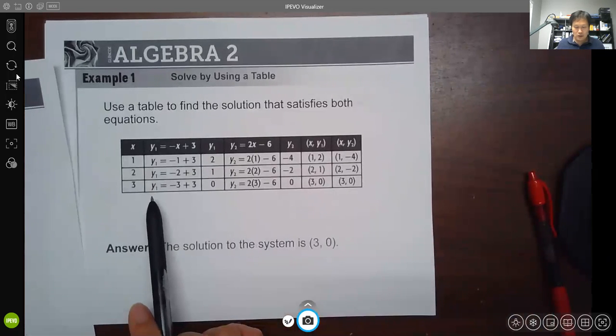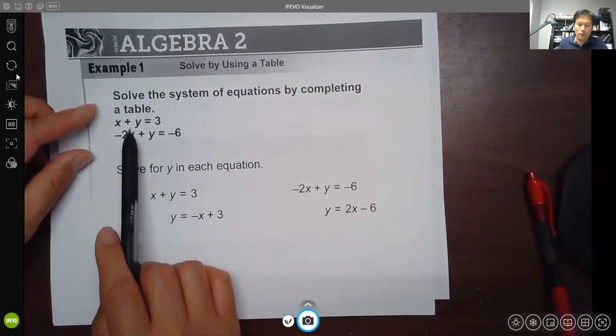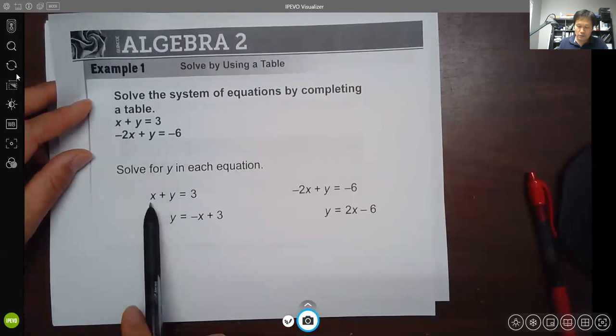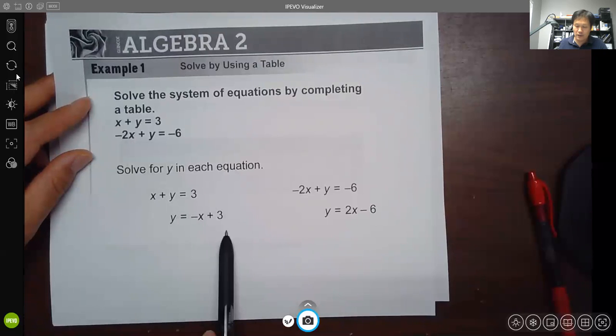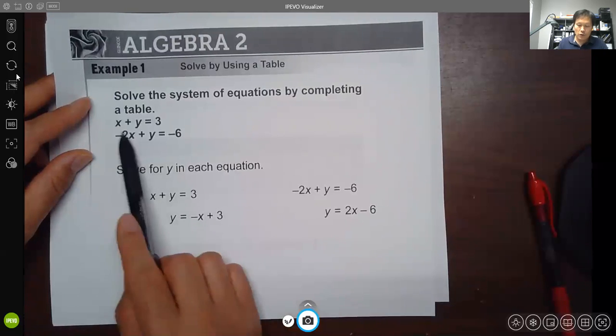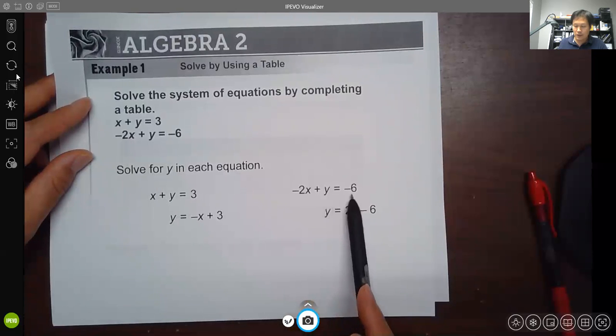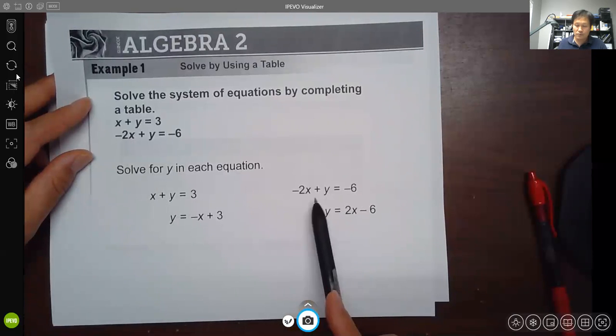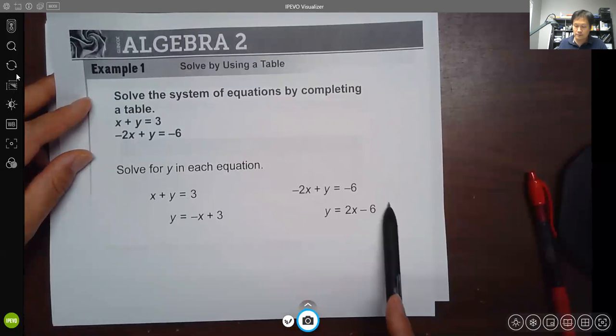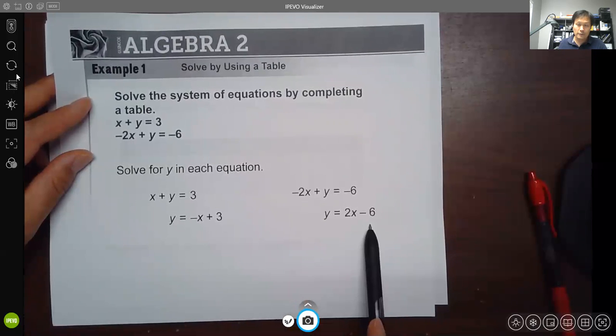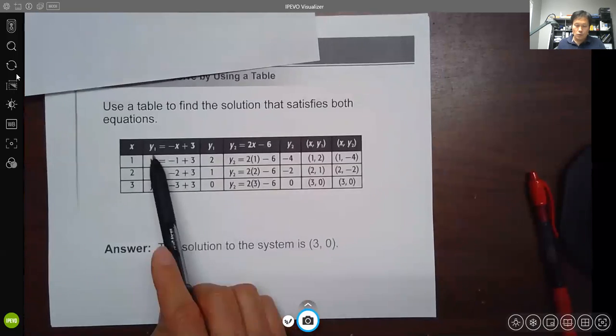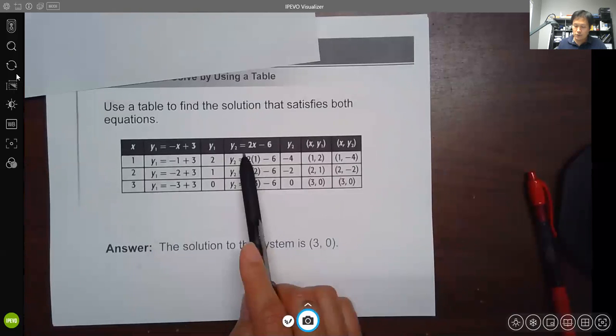So basically, you can solve for y for each equation. X plus y equal to 3. Solve for y. Minus x both sides. Second equation, minus 2x plus y equal to minus 6. Solve for y. Plus 2x both sides. So once you solve for y, y equal to this, y equal to this.